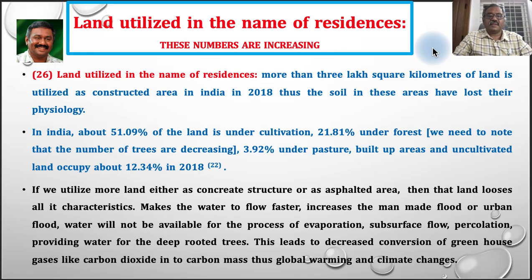Build up area and uncultivated land occupies about 12.34% in 2018. If you utilize more land either as concrete structure or as asphalted area, then that land loses its characteristics, makes the water flow faster, and increases the man-made flood or urban flood. Water will not be available for the process of evaporation, subsurface flow, percolation, providing water for the deep-rooted trees. This leads to decreased conversion of greenhouse gases like carbon dioxide into carbon mass. Thus, global warming and climate changes can occur.